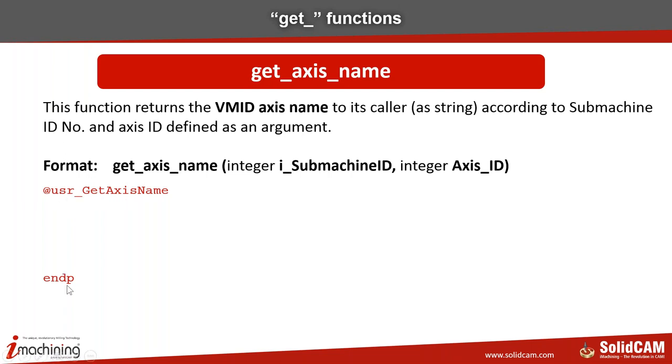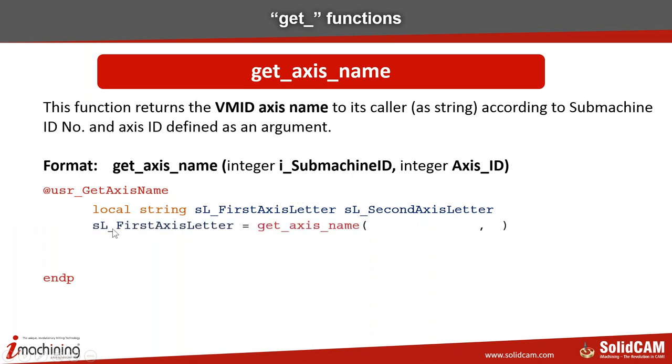So I'm creating here a procedure, and then I will declare the local strings. In this case, I define a first axis letter and second axis letter. Okay, so I'm talking here about the rotational axis. Then I'm assigning the first axis letter. I'm saying get axis name, then I need to open my brackets and put two arguments. The first argument is submachine ID. The second one is the axis ID.